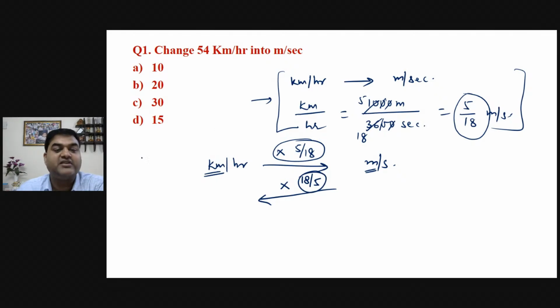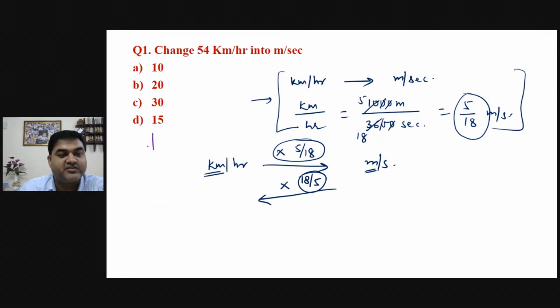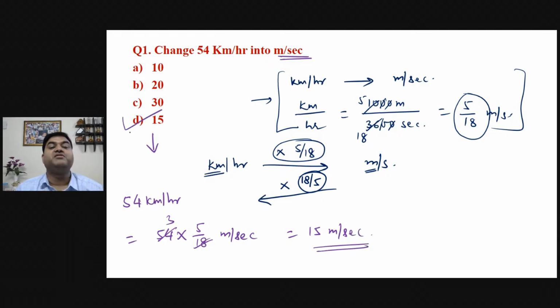Understood? So let's do this for this sum now. Considering this is the question, they have given 54 kilometer per hour, which has to be changed to meter per second. So we can write 54, and instead of kilometer per hour, 5 by 18, and this will be equal to this much meter per second, 3 times. So the answer will be 15 meter per second. So option D is the right answer.